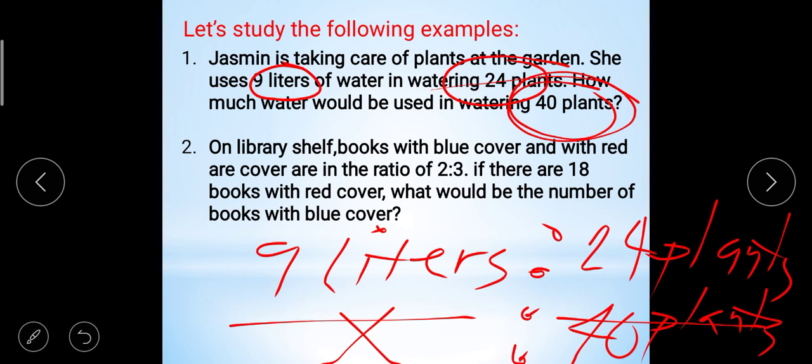Did you follow? Grade 5, did you follow?